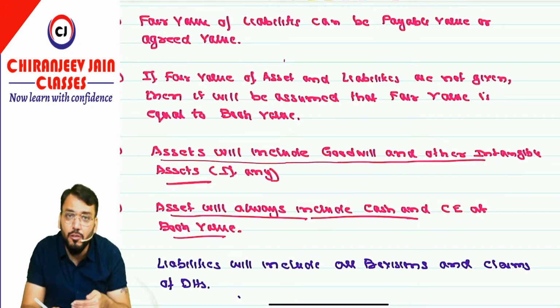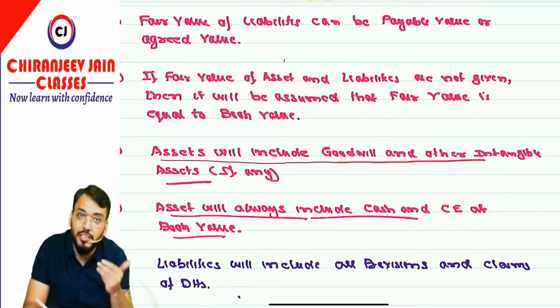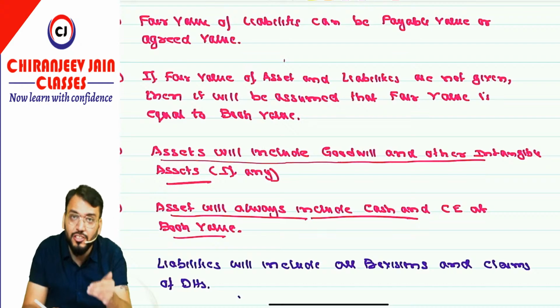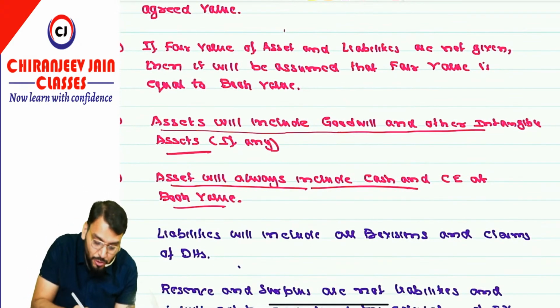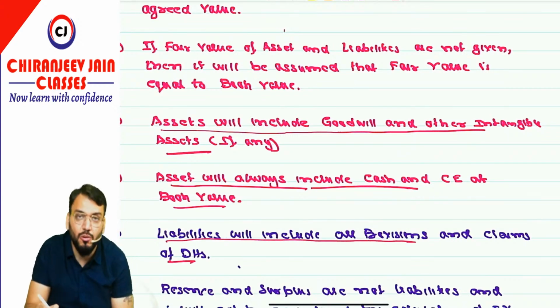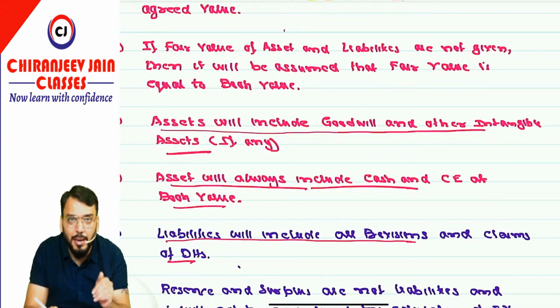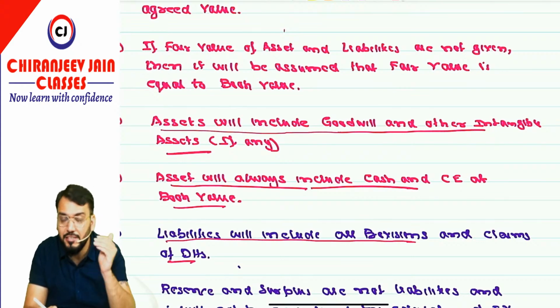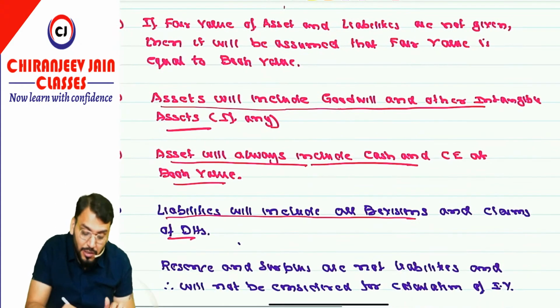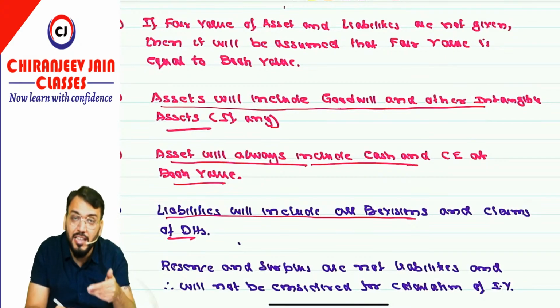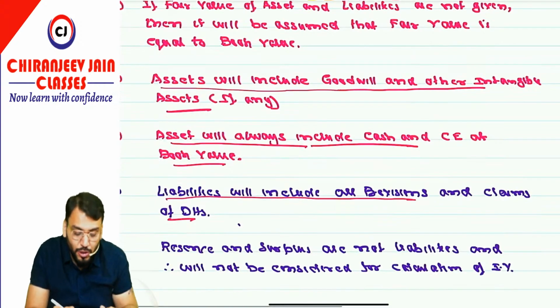Okay, liability will include all provisions. Provisions are liability. So liability will include all provisions as well as amount payable to debenture holders, the claims of debenture holders. Of course, preference holders are not liability, therefore we deduct them separately. Claims of debenture holders means amount payable to debenture holders.